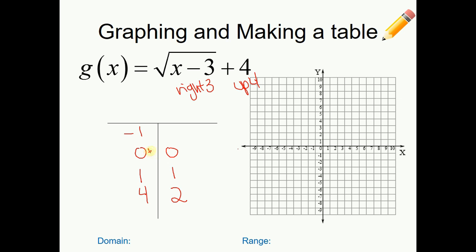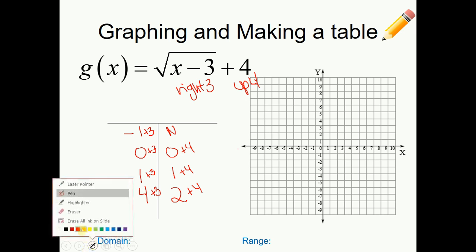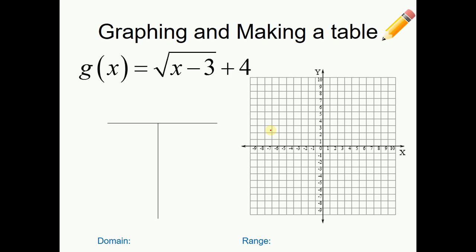So then, just like when we were graphing our quadratics, we're going to go right 3, so I'm going to add 3 to each of these, and up 4 to each of these. I'm going to redo that. -1 doesn't work in there. Never will.